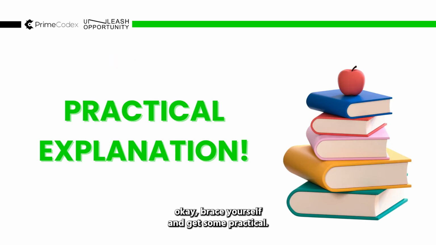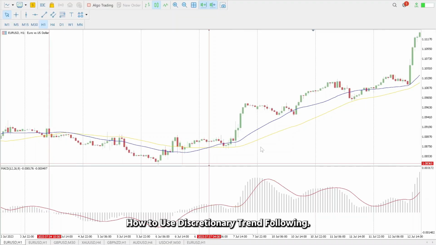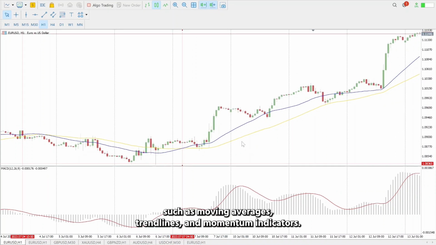Okay, brace yourself and get some practical. How to use discretionary trend following. First, identify trends. Traders start by identifying trends in currency pairs using various technical analysis tools such as moving average, trend lines, and momentum indicators. They look for consistent patterns of higher highs and higher lows in the uptrend or lower highs and lower lows in the downtrend.